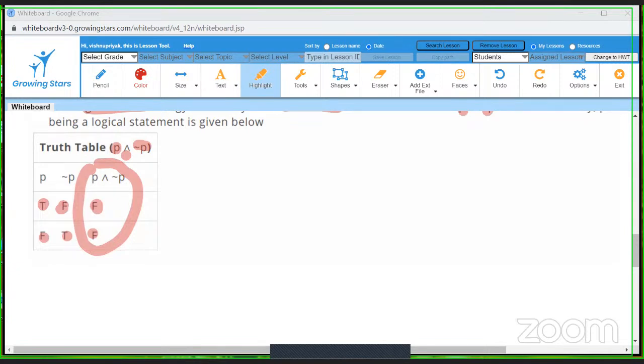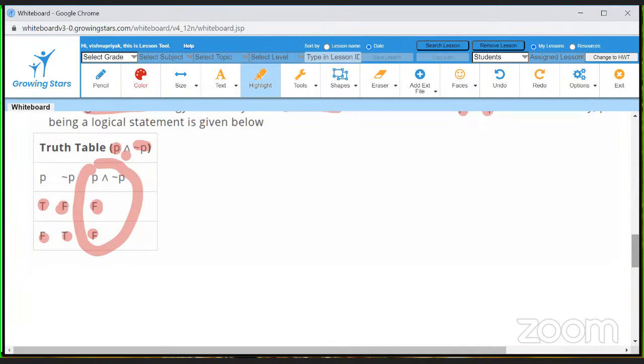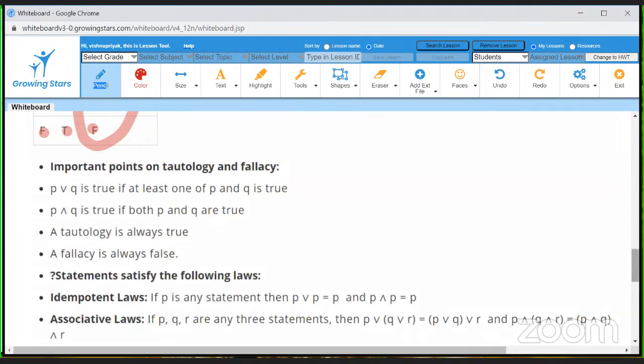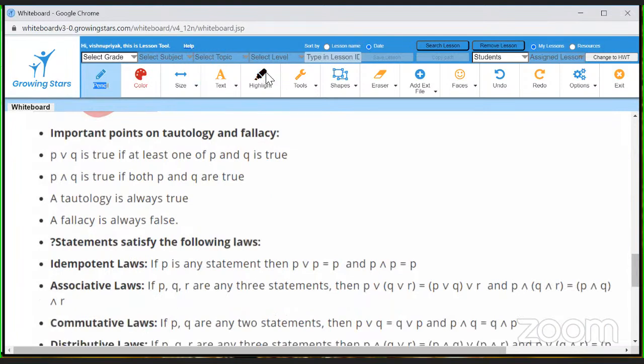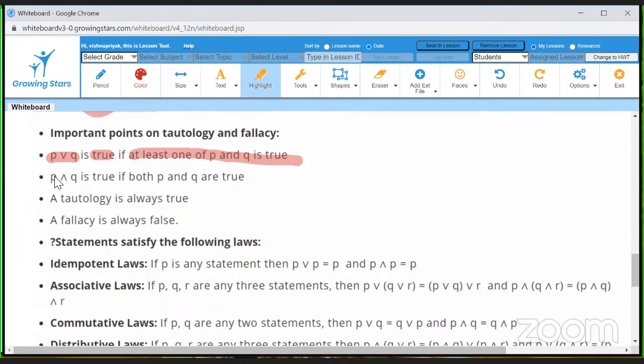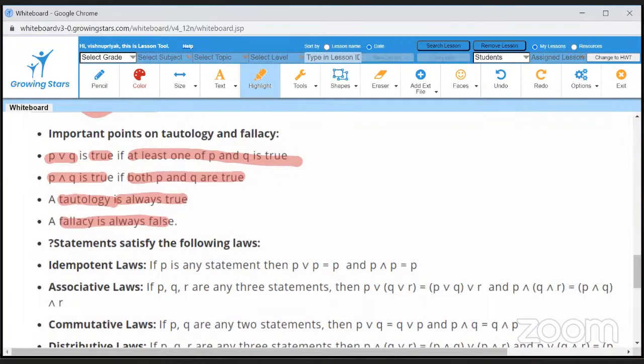Next, there are some important points on tautology, contradiction and fallacy. That is, P or Q will be true if at least one of P and Q is true. P and Q is true if both P and Q are true. A tautology will always be true. A fallacy, or contradiction, is always false.